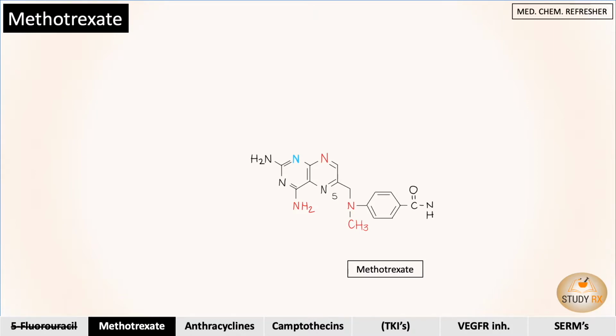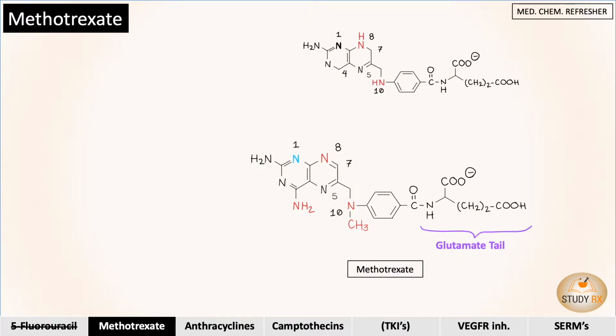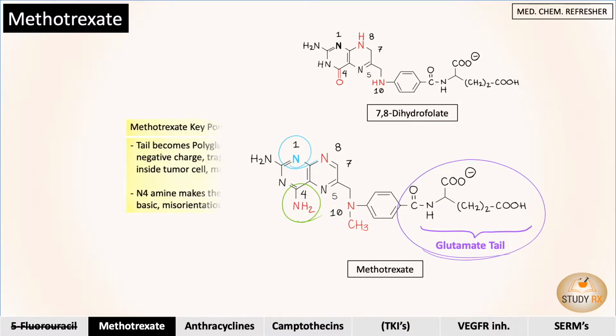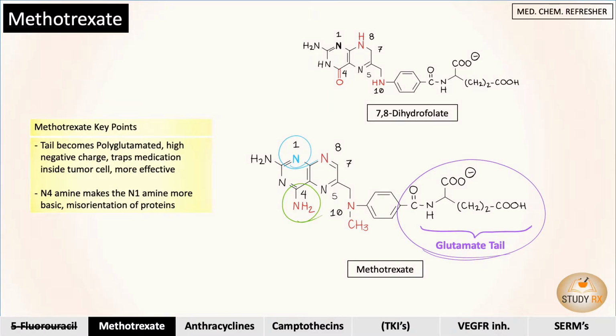So the structure of methotrexate is an interesting one because it has several important parts that you would like to know about it. The biggest one is being the tail, because the tail, due to its massive amounts of negative charges, keeps that inside the tumor cell. The other important thing about the structure would be the N4, which is this nitrogen up top. It makes the other nitrogen labeled as N1 more basic.